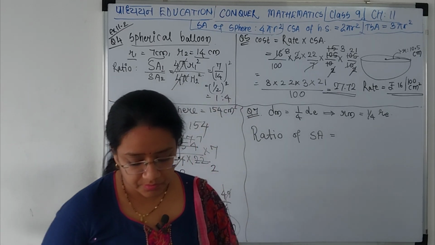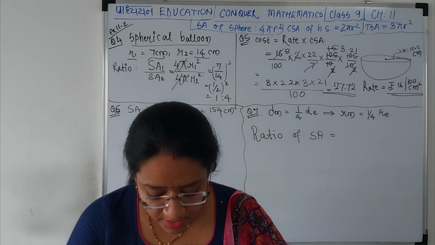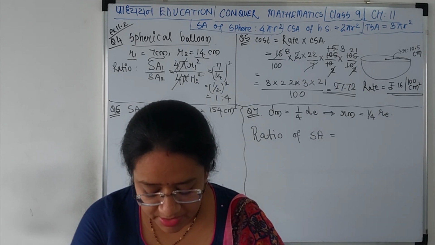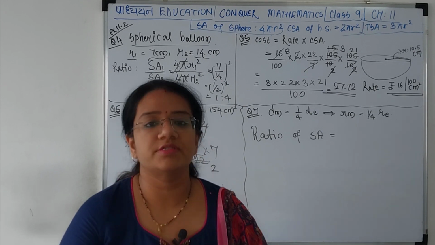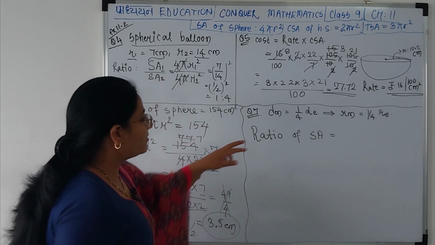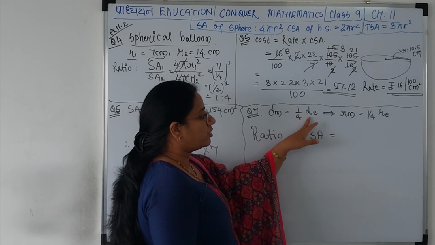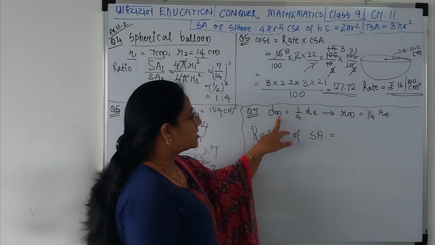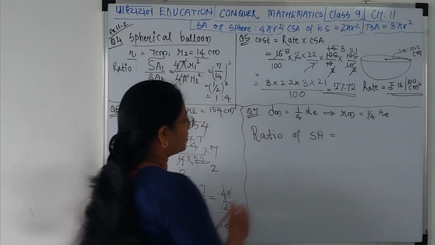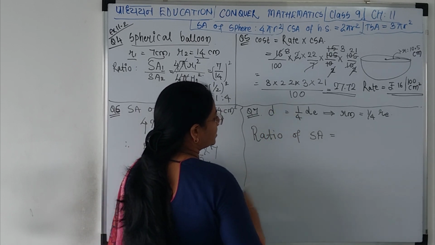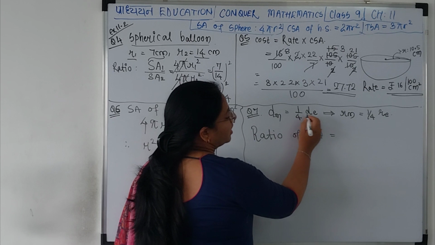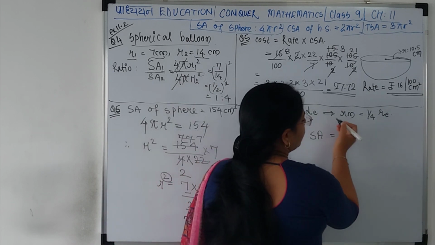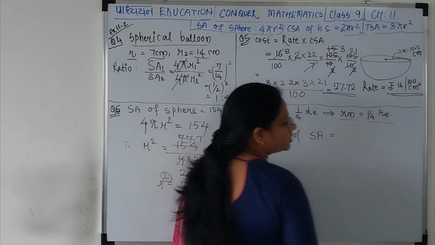Let's read. The diameter of the moon is approximately 1/4 of the diameter of the earth. Find the ratio of their surface areas. Diameter of moon is 1/4 of diameter of earth. Okay, this is written in subscript, don't write it together. You can write it like this. Diameter of moon is 1/4 of diameter of earth. That means the radius is also 1/4.